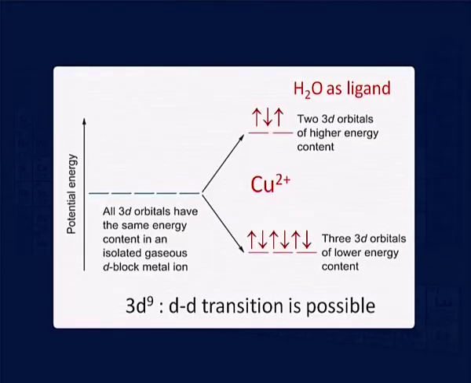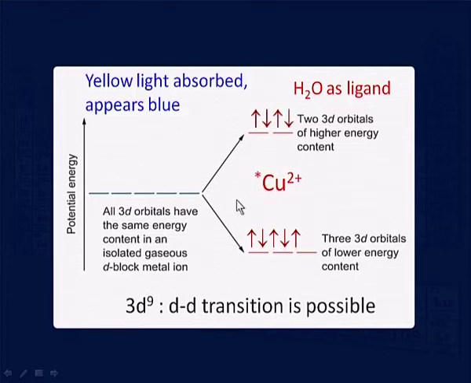Let us understand one more example of d-d transition in the cupric ion, Cu2+. Here also we have 9 electrons in Cu2+. So, this 1 electron is possible to have a d-d transition. So, here you can see that yellow light is absorbed by this, and the complementary color of yellow is blue, and therefore, the cupric ion compound appears blue in color when water or H2O is acting as a ligand.